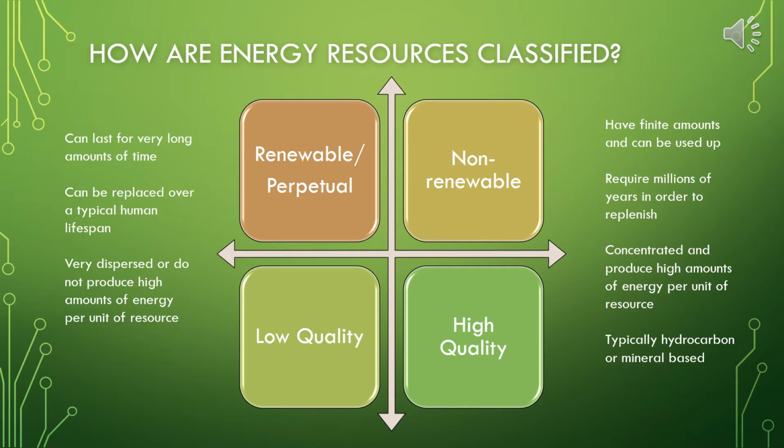General understanding tells us that renewable or perpetual resources typically have a lower quality when compared to non-renewable resources. They're renewable or perpetual because they can last for a very long amount of time. Perpetual resources are those that are dependent upon the laws of physics, and as long as those laws of physics hold for our universe, those resources will be available to us. Examples of perpetual resources include solar, wind, and hydroelectricity.